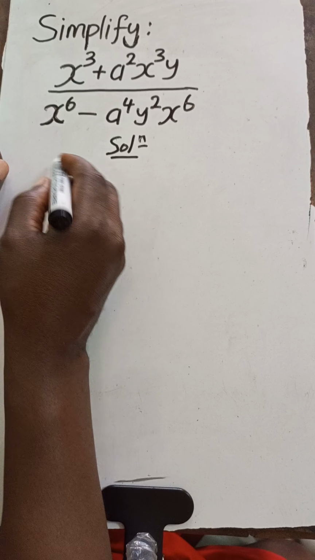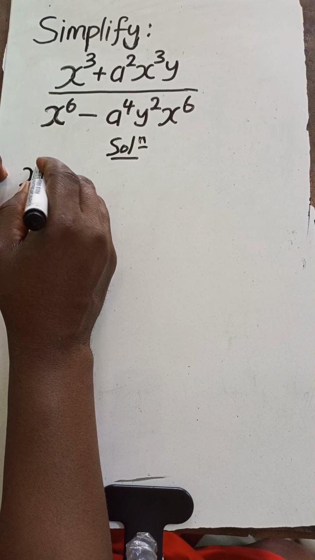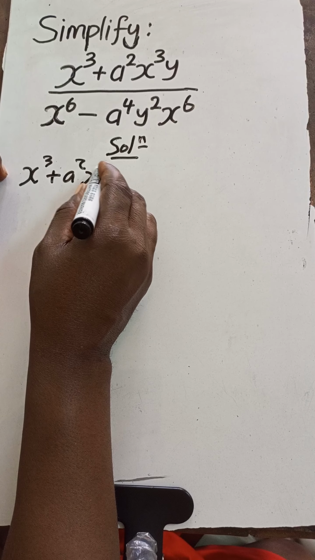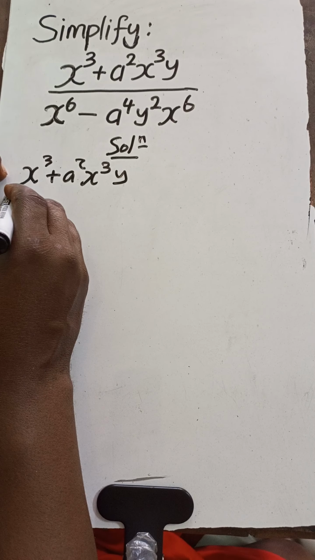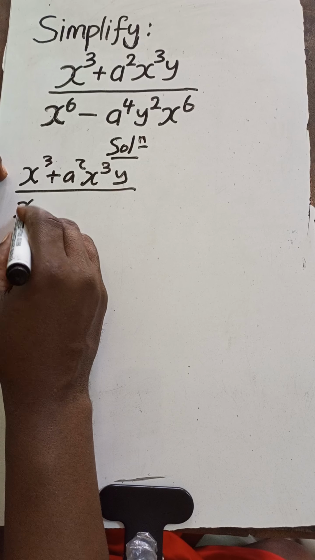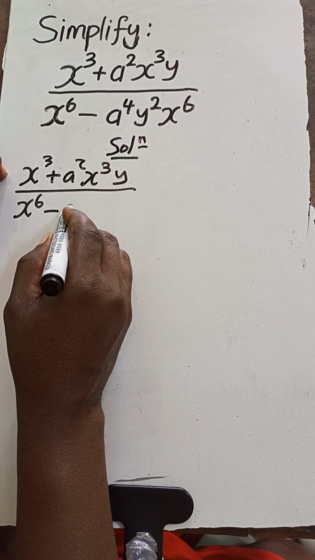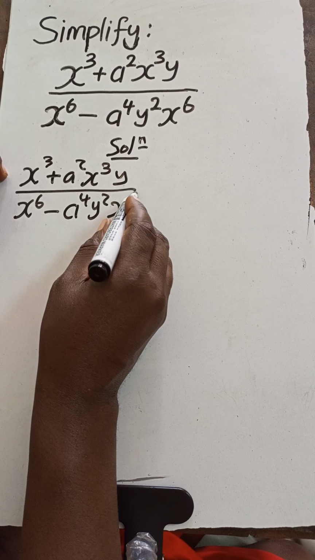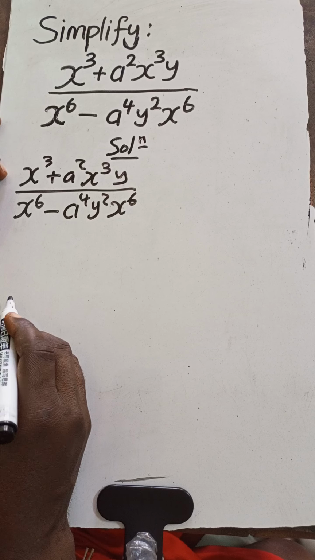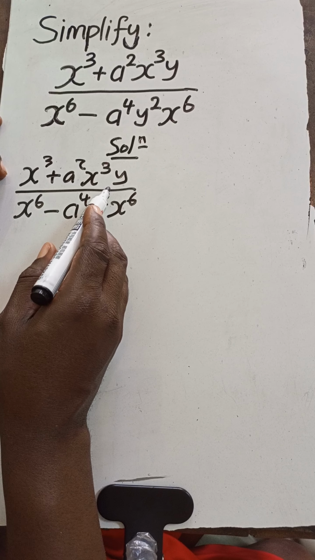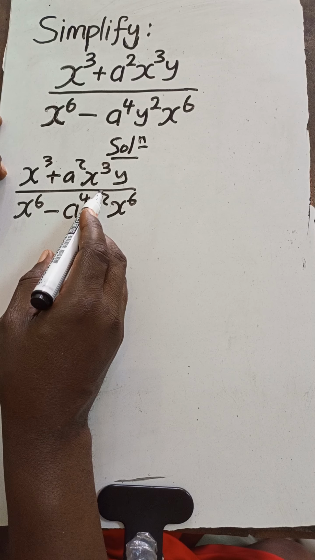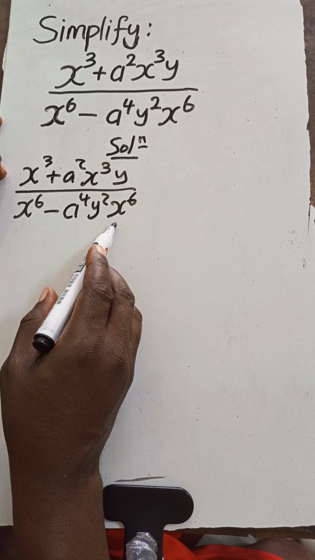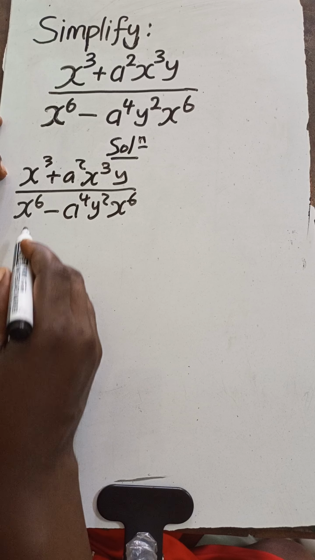We are given the rational expression (x cubed plus a squared x cubed y), all of that divided by (x to the 6 minus a to the 4 y squared x to the 6). Now, looking at the numerator, we see that x cubed is common. We're going to factorize that out. At the denominator, x to the 6 is common. We're also going to factorize that out.